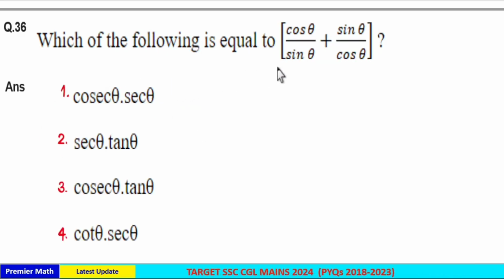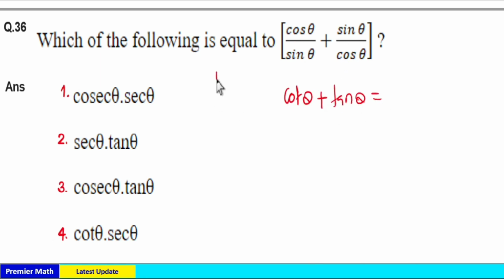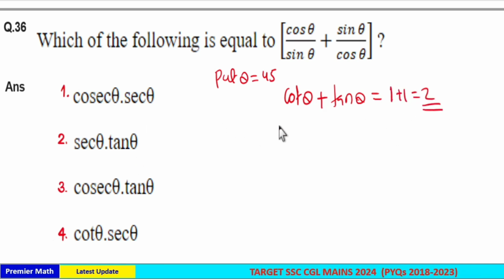Which of the following is equal to cos theta by sin theta plus sin theta by cos theta? Here, cos theta by sin theta is equal to cot theta, plus sin theta by cos theta is tan theta. Now, put the value of theta as 45. Then cot theta plus tan theta will become, tan 45 is 1, cot 45 also 1. So, 1 plus 1, 2. Now, check for value 2 in the options. That is, put theta as 45 for all these options.